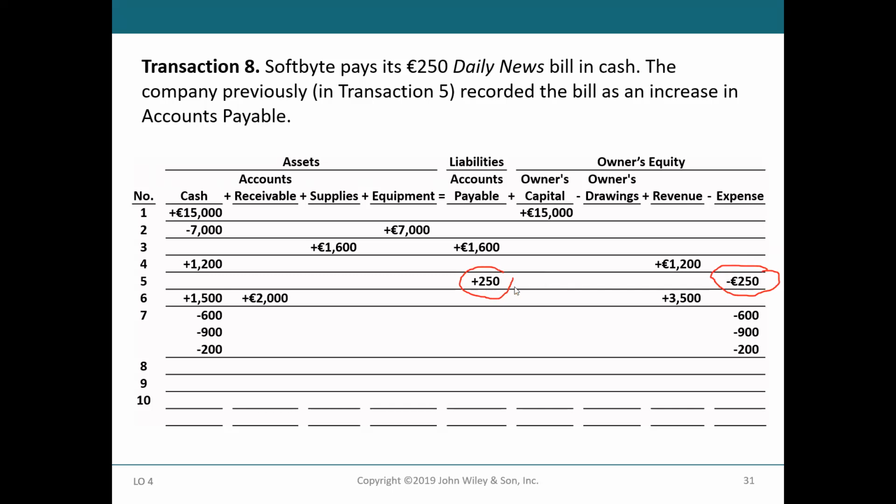Now in this transaction, we're going to pay the money that we owe them. So we don't record the expense again, because we already recorded the expense in transaction number 5. When we pay the liability, our cash will decrease by 250 and the liability will decrease by 250. It means that we don't owe them the money anymore. So our accounts payable will decrease after we pay them the money. Okay, let's go to the next one.